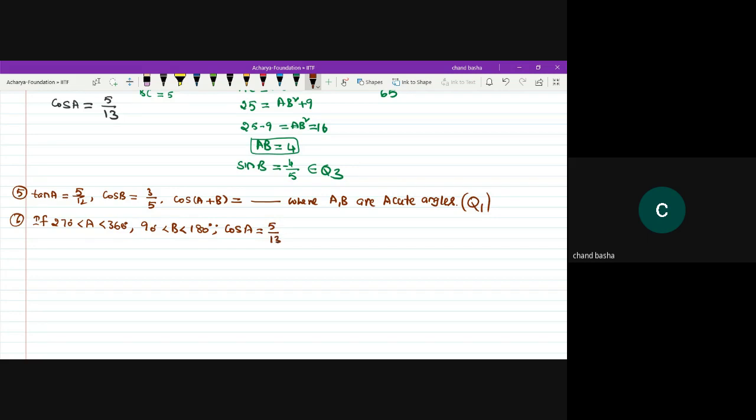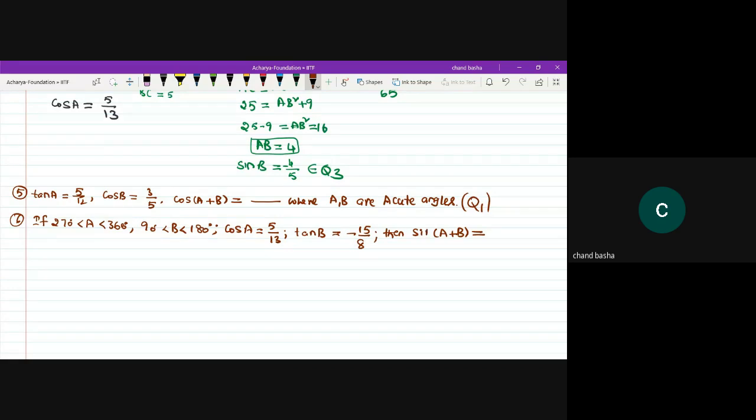Cos A is given and tan B is given, that is minus 15 divided by 8. Why are you getting minus? You can understand from the quadrant number. Then find the value of sine of A plus B. Sine of A plus B is what is being asked.